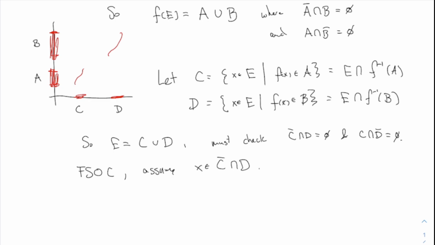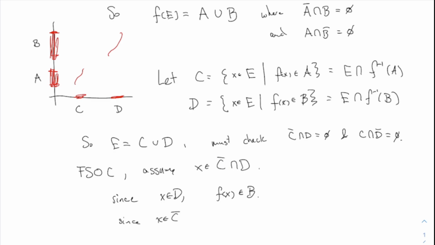So this means that X is in C bar and also X is in D. So I can say, first of all, this is the simpler thing. Since X is in D, that means that f of X is in B, right? Because that's what the definition of D is. It's all the points here where the value of the function sends it into B. And then also X is in C bar, all right.